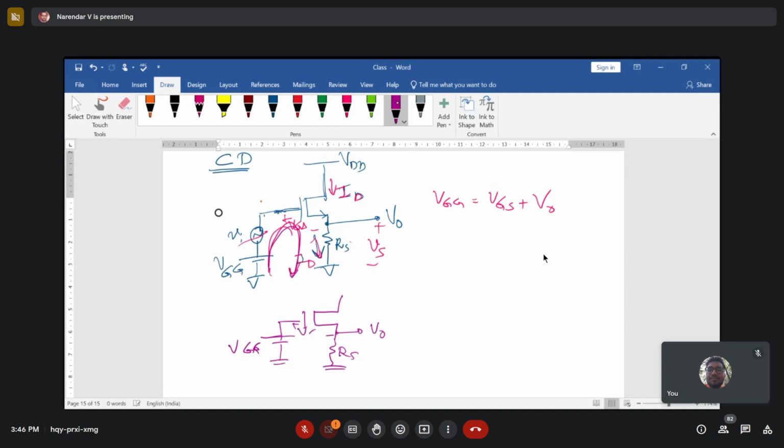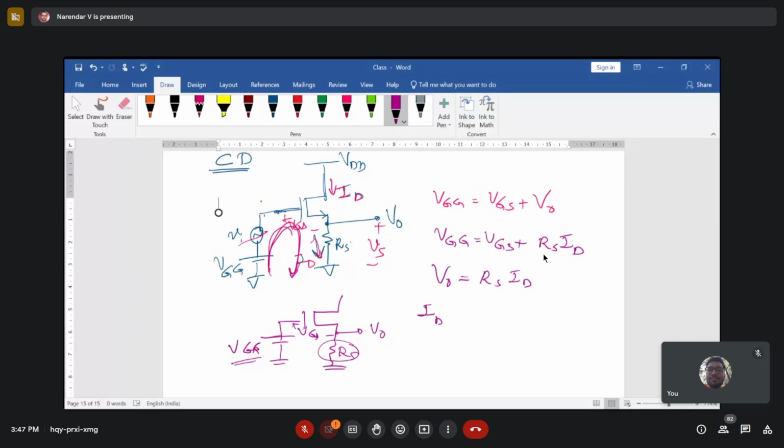Now this voltage is VGS, right? Now VGS is not exactly equal to VGG, because there is a resistor RS involved over there. So I can write VGG as VGS plus V naught, which is equal to RS times ID. So V naught is equal to RS times ID. Now just replace the current expression over there.